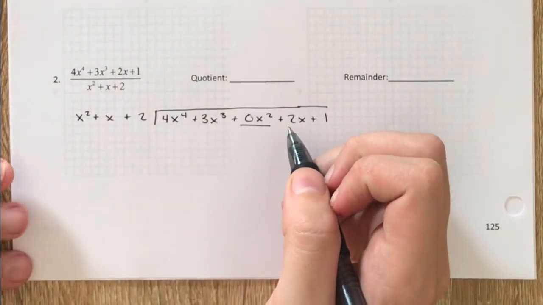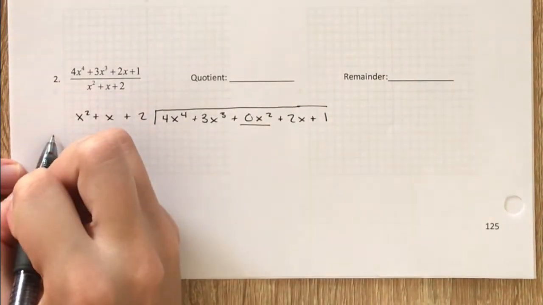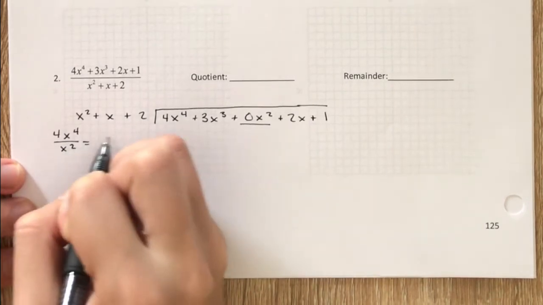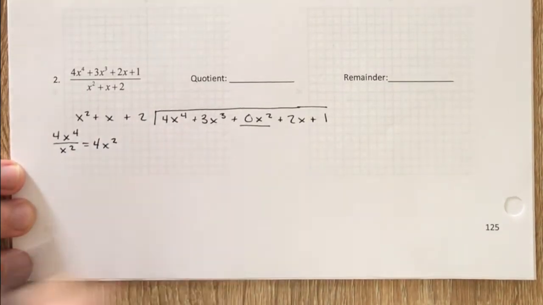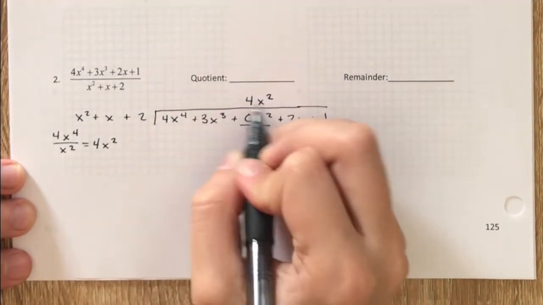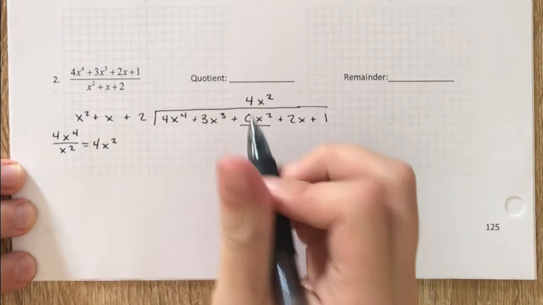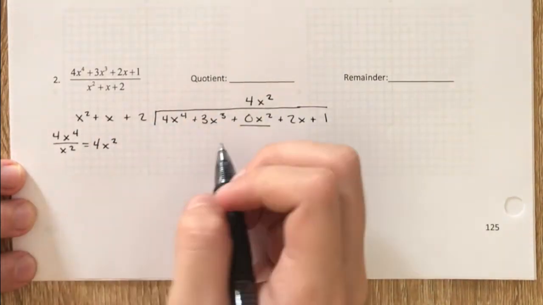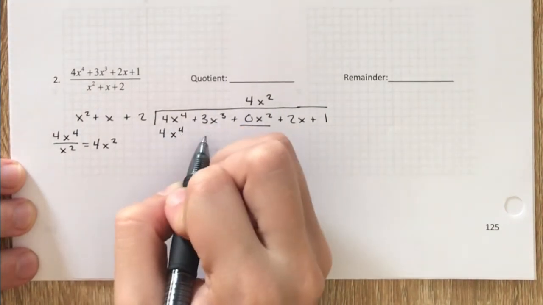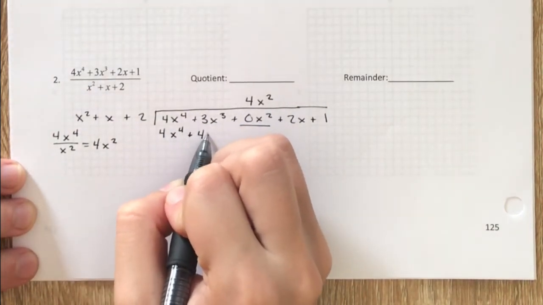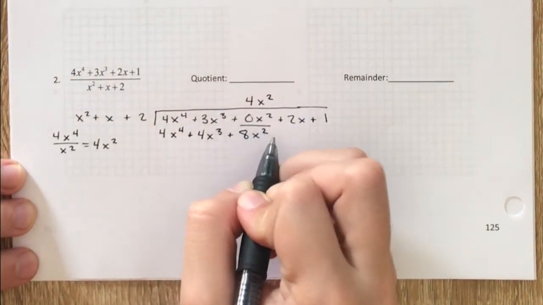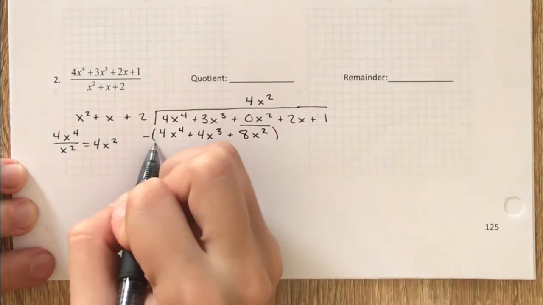So we have this placeholder. We cannot forget that. So we divide first term by first term. We have 4x to the 4th divided by x squared. That leaves us with 4x squared. 4x squared has to go above this 0x squared. Good thing we had the placeholder there. So 4x squared, we multiply by our divisor. We get 4x to the 4th plus 4x to the 3rd plus 8x squared. And we want to subtract all of that.